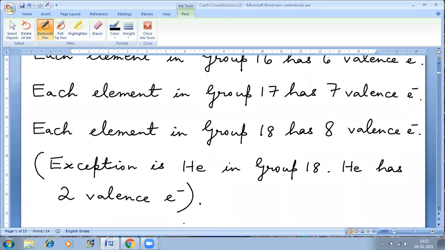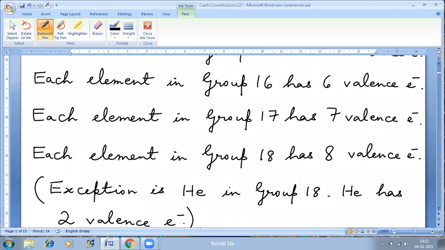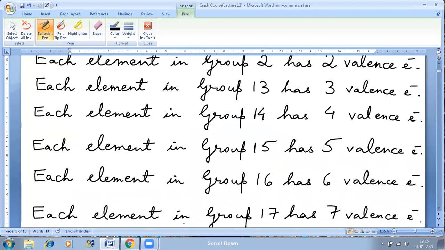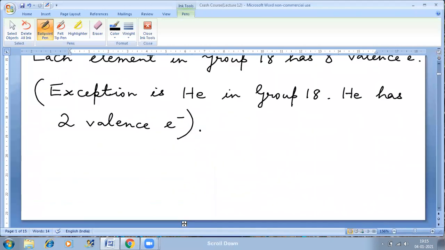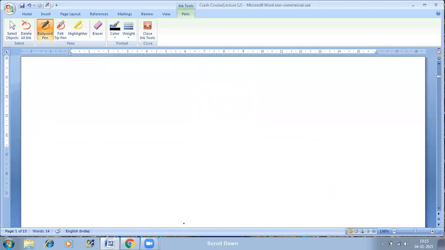Okay, so we must know the valence electrons present in every group. So I gave these points. This is extremely important. Now, the basic arrangement of the modern periodic table should be known to you.